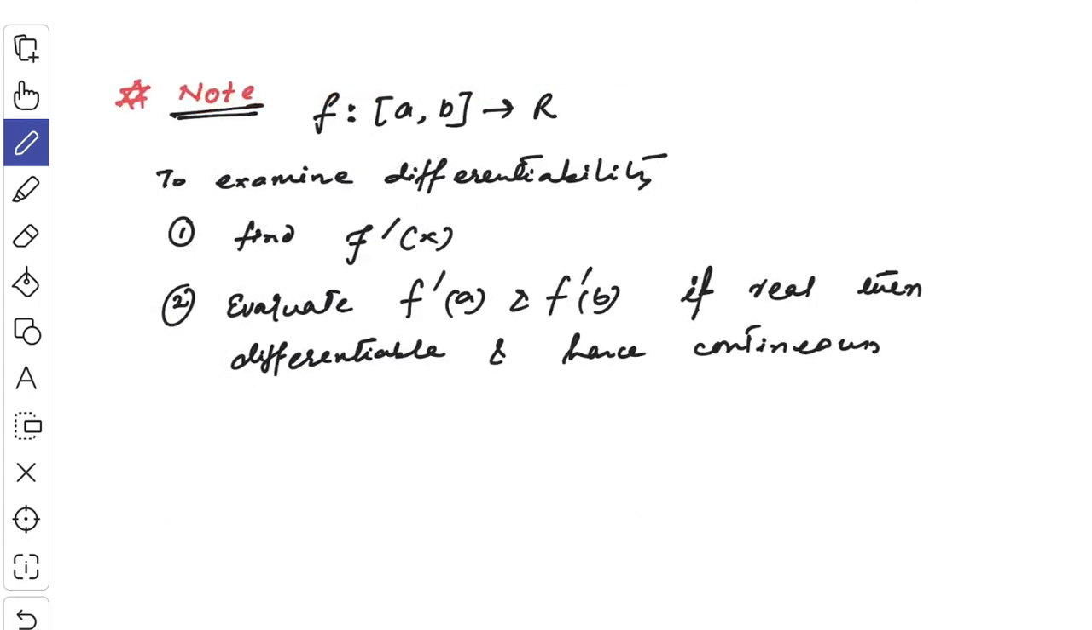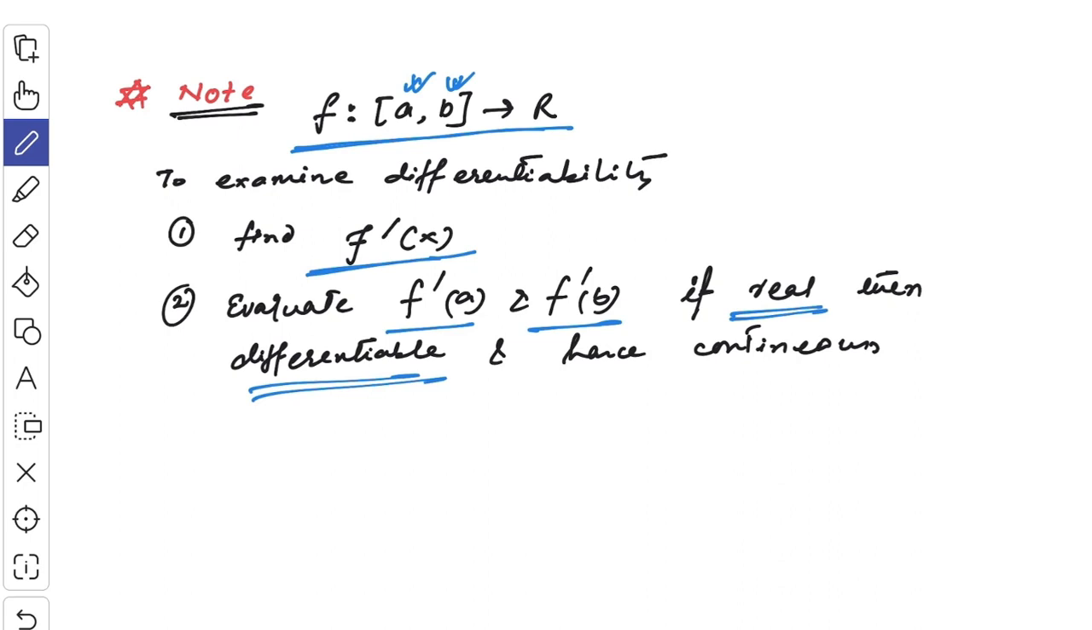Before we solve the next problem, let me tell you one more important thing. If you need to check whether this function is differentiable or not, to examine that, first find f dash x, that means differentiate the function, then evaluate. Here the domain is a to b, so first evaluate f dash of a and f dash of b. If the results are real, then it is differentiable. If this function is differentiable, then it must be continuous. So remember that point. Now let's move on to the next question.